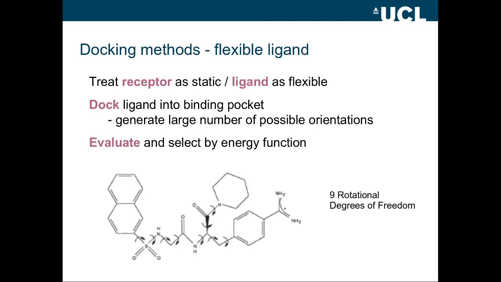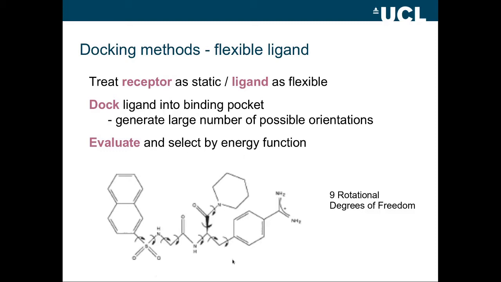As I said, we do often treat the receptor, the protein, as static, but it is much better if we can treat the ligand as flexible. In that way we can dock a ligand into a binding pocket and generate a large number of possible orientations, both in terms of the conformation of the ligand itself, but also in terms of the orientation that that particular conformation has within the binding site. And then we need to evaluate those by using some sort of energy function.